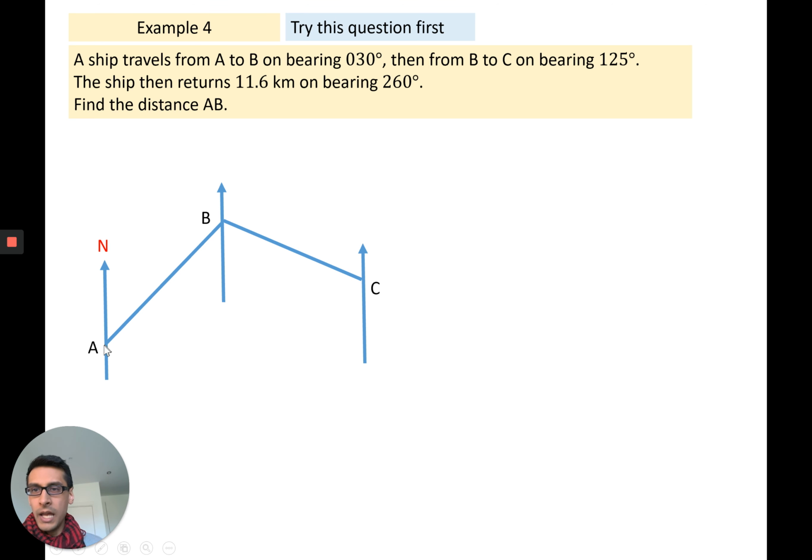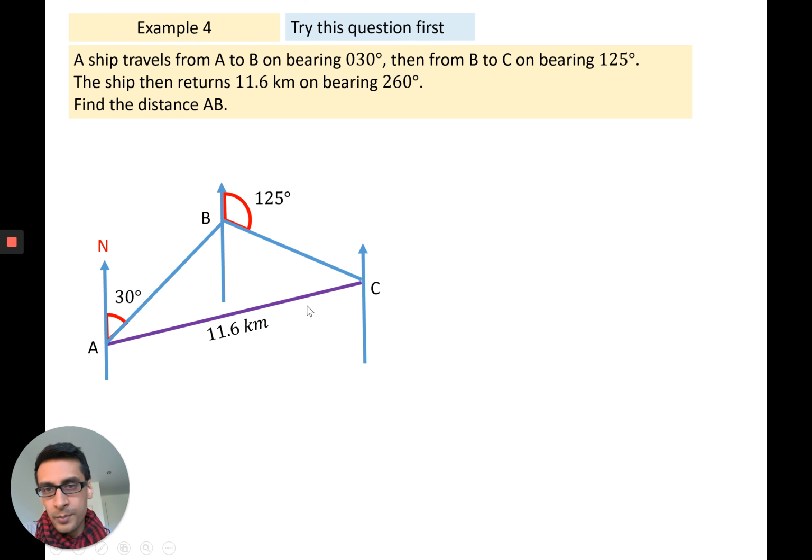A travels on a 30 degrees, and then 125, and then back down. So let's label 30 degrees there. That's going to be 125, 11.6. Now, key tip here is you want to keep the bearings less than or equal to 180.